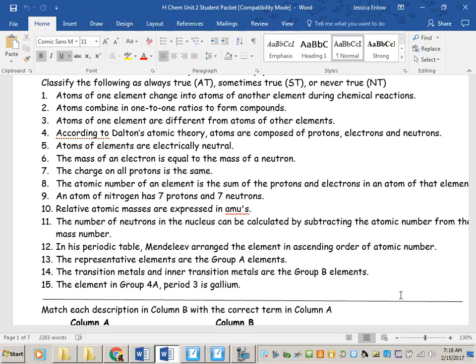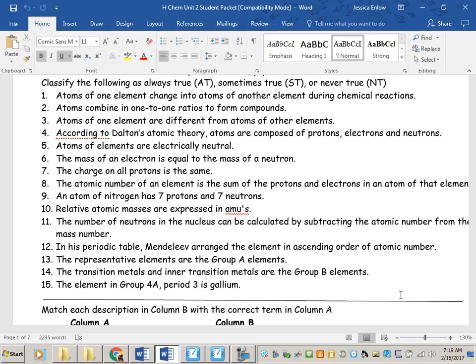6, the mass of an electron is equal to the mass of a neutron. Never true. Okay, who weighs approximately equal? Protons and neutrons, but the mass of an electron is very, very negligible. It's like 1/2000 of a proton. 6 is never true. 5, I said always true. Sometimes true if you're considering an ion, but that's kind of reading between the lines there.